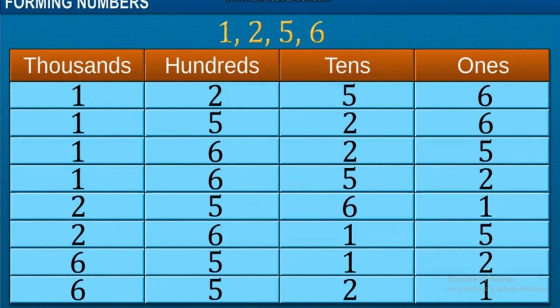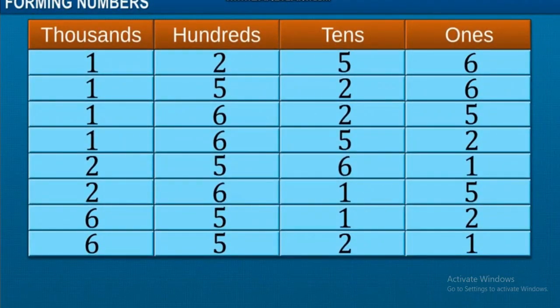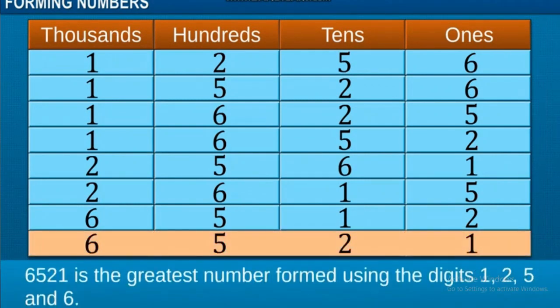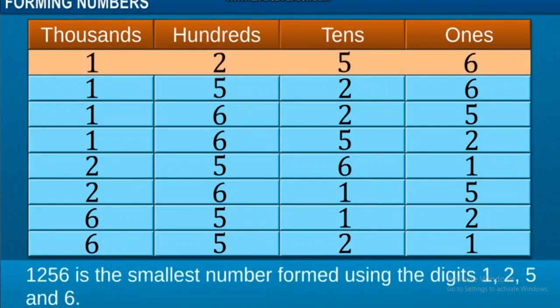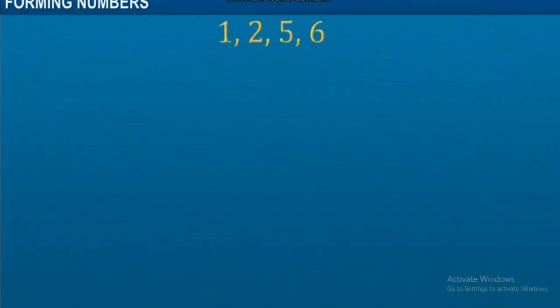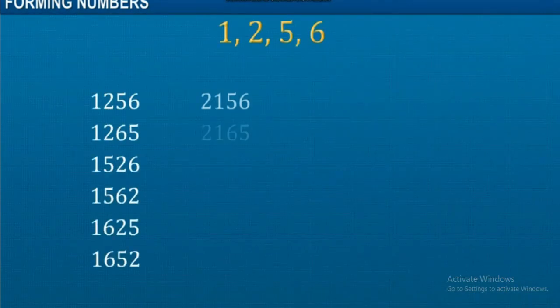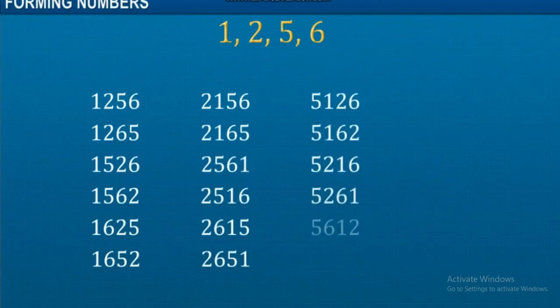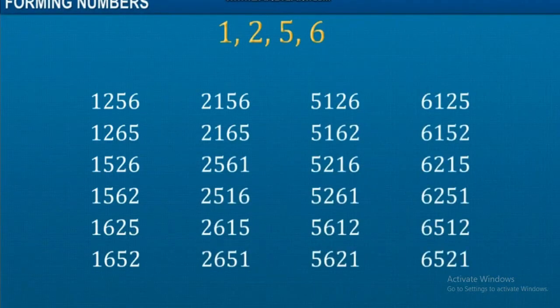These numbers are arranged in ascending order. Here, 6,521 is the greatest number and 1,256 is the smallest number. In all, only 24 numbers can be formed from 4 digits.